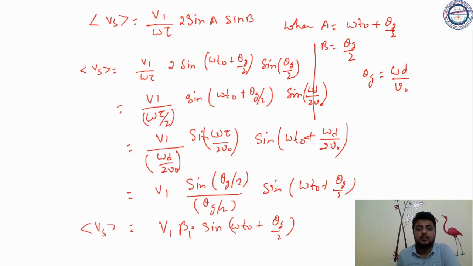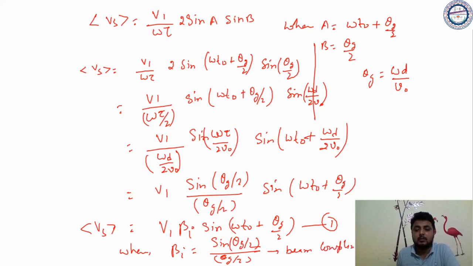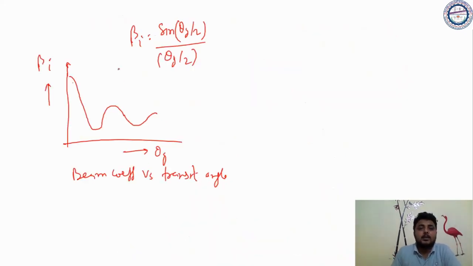This is our average RF signal. This is equation number 1, you just take. So this is nothing but where beta I is equal to sin(theta g by 2) divided by (theta g by 2), and this is called the beam coupling coefficient. In this we can see beta I is equal to sin(theta g by 2) divided by (theta g by 2), which is the beam coupling coefficient.